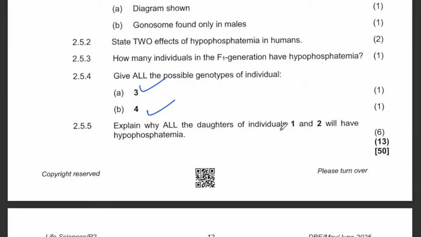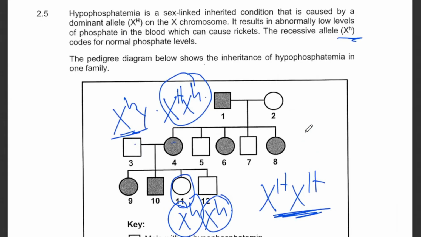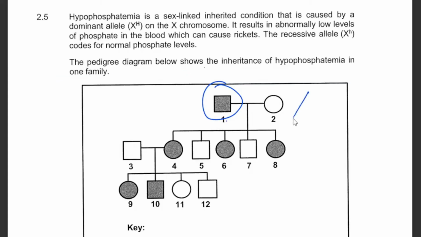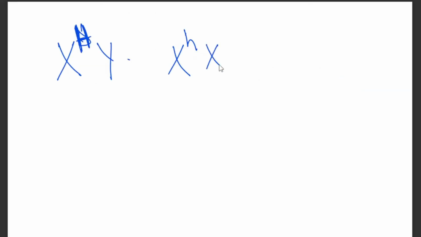Explain why all the daughters in F1 will have this condition, and they say 6 marks. So do you know what they want? They want you to do a genetic cross. We are going to show you how you are going to explain. We say the male is sick, meaning that if the male is sick, it's going to be capital H, and the female is like this, isn't it? And then the female is like that.